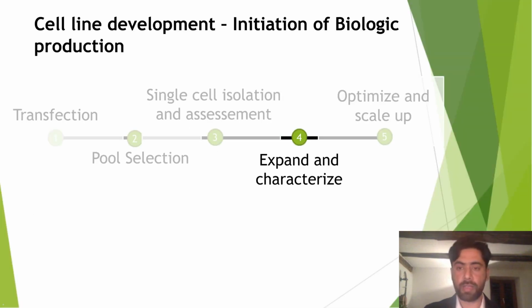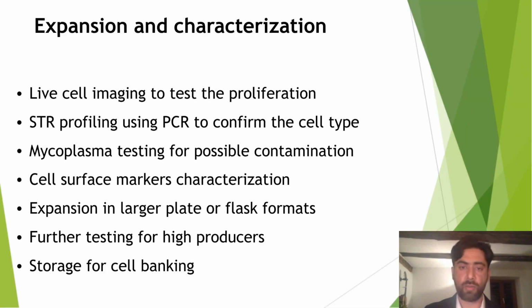Then the next step in this process is the expansion and characterization, which usually is done by live cell imaging to test the proliferation, which cells are proliferating faster, which are slower as compared to the original cell line. Then you do STR profiling using PCR to confirm that it is the same cell type. You also do mycoplasma testing for possible contamination. You check for the cell surface markers as well to further ensure the cell type. And then you expand them in larger plates and flasks. You biobank them, and then you actually test them for high producers as well.